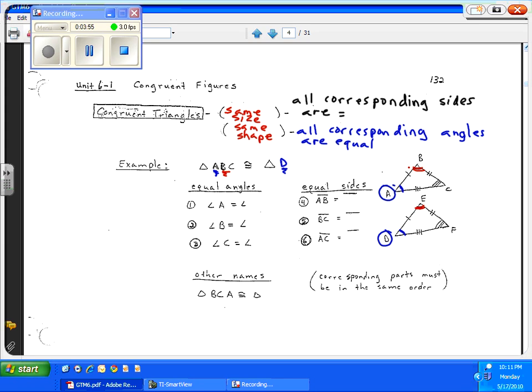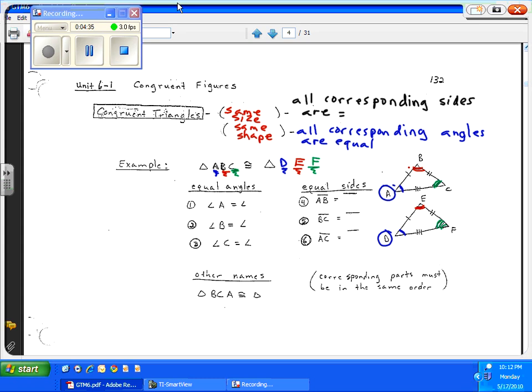Since angle B was named in the middle, we must name its corresponding angle in the same position in the middle. Angle C was named last. It had three little arcs. And so angle F, which has three arcs, must be congruent or equal to angle C. Since angle C was named last, its corresponding angle, angle F, would be named last. So when we name congruent triangles, we must name corresponding parts in order.